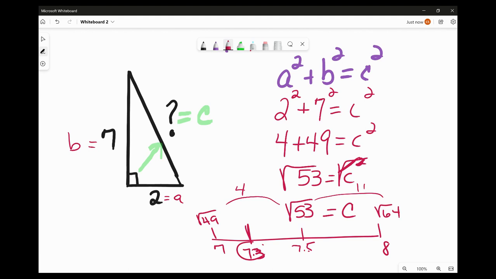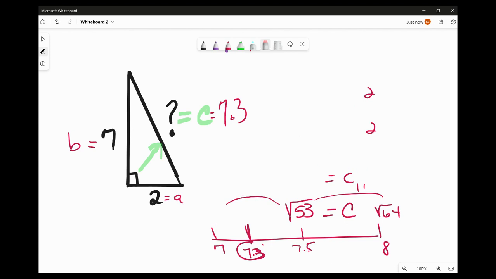One of the things to notice about C, right? It's directly across from the right angle. It should be the longest side length. And if you notice, we came up with 7.3 for C. So if C equals 7.3, that would be the longest side length because we have 7 and 2. So 7.3 would work. Okay, if I came up with 6, I'd have done something wrong. All right, so let's do another problem.